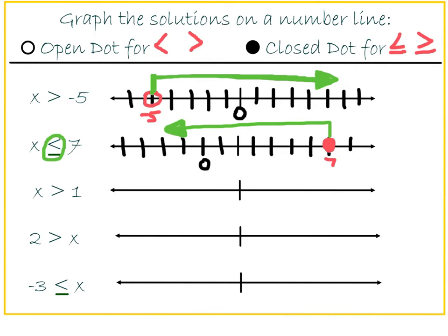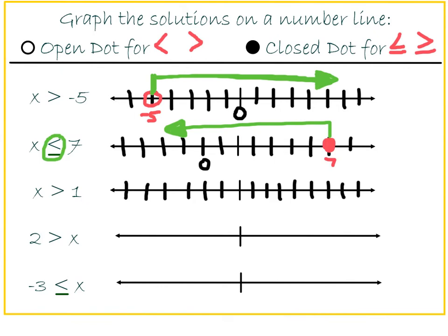All right, now I want you to go ahead and try the next one. So draw your tick marks on your number line, pause the video, go ahead and try graphing x is greater than 1, and then play the video to check your answer. Okay, let's go ahead and see how you did.